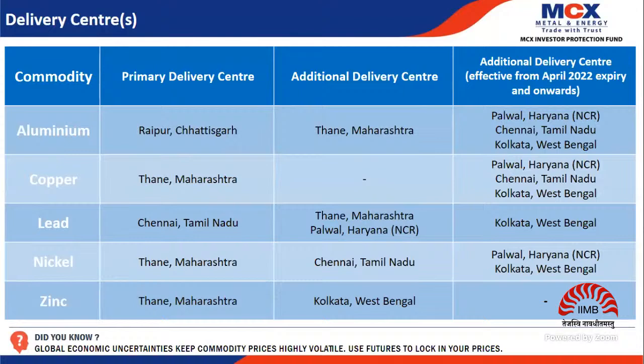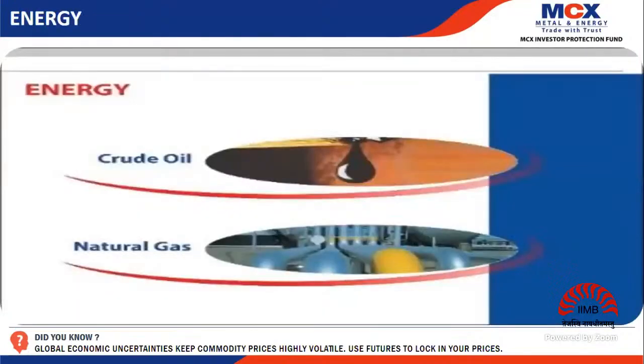It means you can take delivery or you can give delivery. The primary delivery centers of base metals were Raipur, Thane, Chennai and others. Then we opened additional delivery centers, and again recently opened even more, because of physical participants' demand. Wherever there is physical participants' demand, we have opened these delivery centers. Next segment is energy.